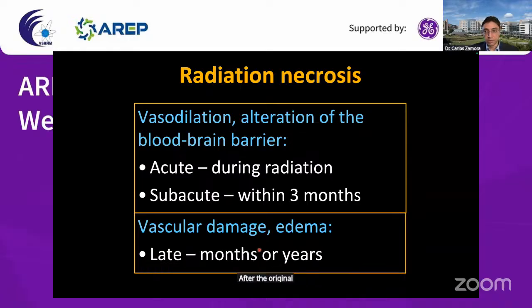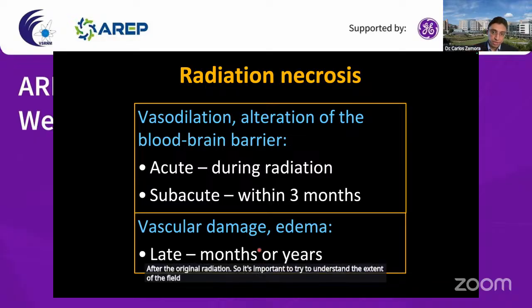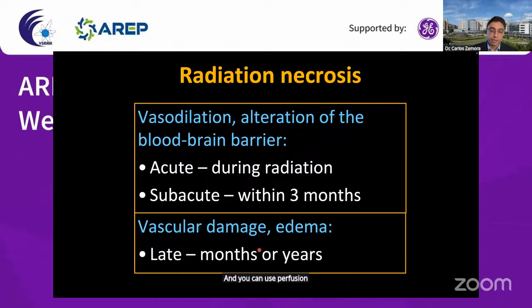So it's important to try to understand the extent of the field of radiation, and at least consider that. And you can use perfusion. You can try to use spectroscopy, a short interval follow-up. But that's one of the caveats of imaging, is dealing with radiation necrosis.